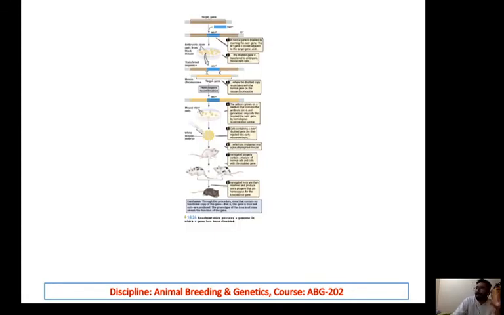The next is the knockout. Knockout is just the opposite of cloning. In cloning, we want to express a certain gene through its genome. In knockdown, we want to not express a certain gene and then study its effect. And this whole slide summarizes the process of knocking down the genome.